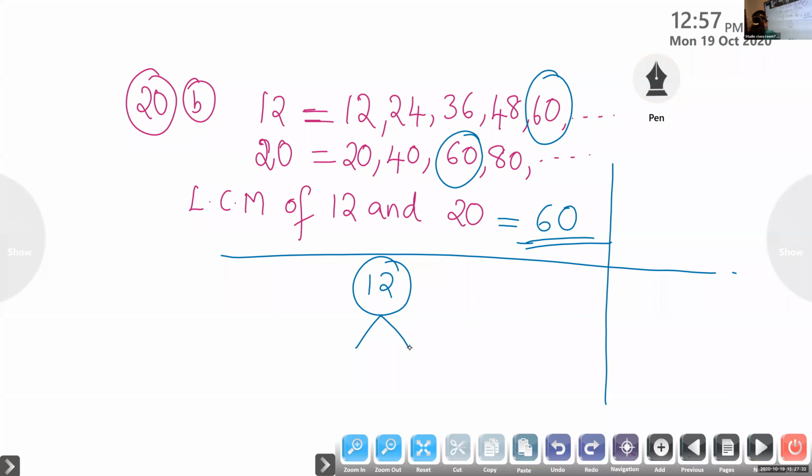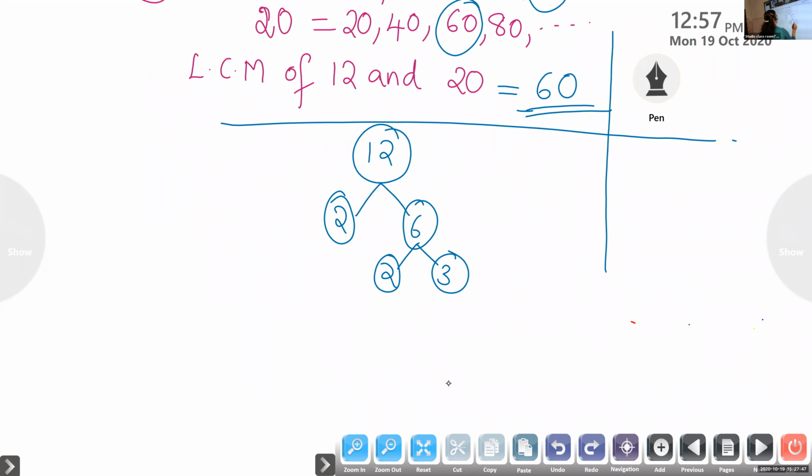Adinath, please unmute and tell me, 12, how can you write it? 2 into 6. Okay, and 6 can be written as 2 into 3, or 3 into 2. No problem. So 12 we can write as 2 into 2 into 3. 12 can be written as 2 into 2 into 3.